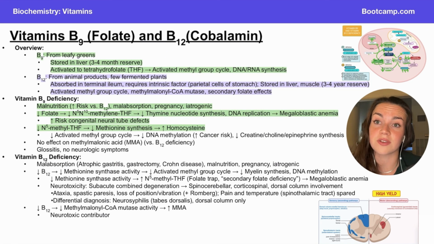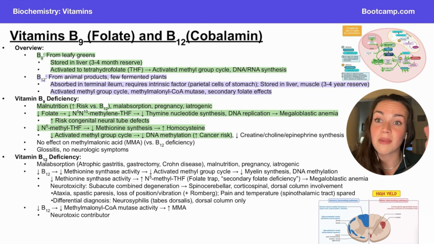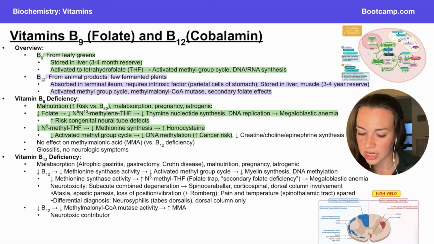Without running the activated methyl group cycle, we run into a lot of problems. Remember, we talked about all of the reasons why we need the activated methyl group cycle. No activated methyl group cycle means no DNA methylation, which is an increased risk for cancer. Remember the mnemonic: methylation mutes, right? DNA methylation helps turn off sections of DNA. Without that ability, we have an increased risk of cancer and aberrant replication. And we don't have those other synthetic pathways that the activated methyl group cycle facilitates, like creatine, choline, and epinephrine synthesis.